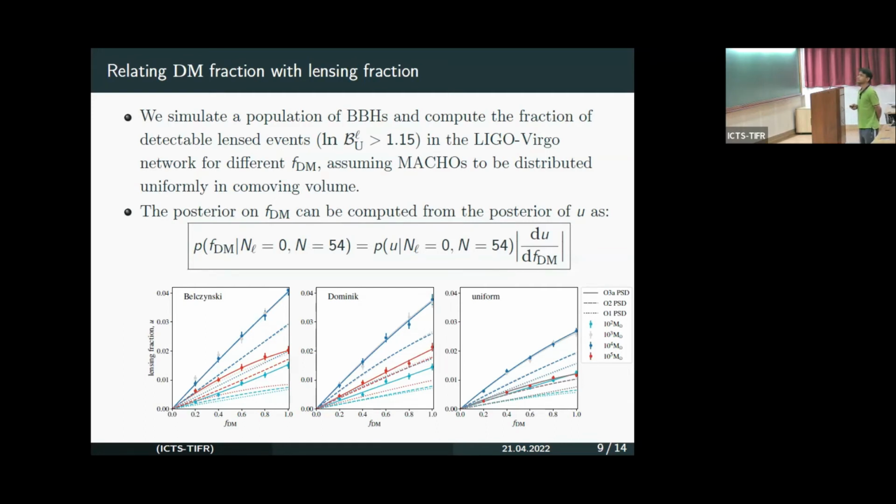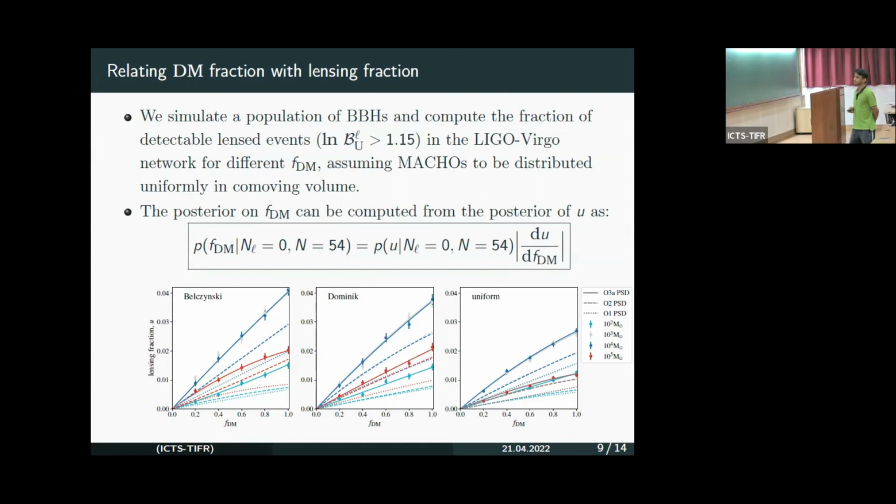From here, we want to translate to the fraction of compact dark matter, and this factor is called the Jacobian, where you go from U to FDM. With the given data that you have observed: NL equal to 0 lensed events, and the total number of events equal to 54.